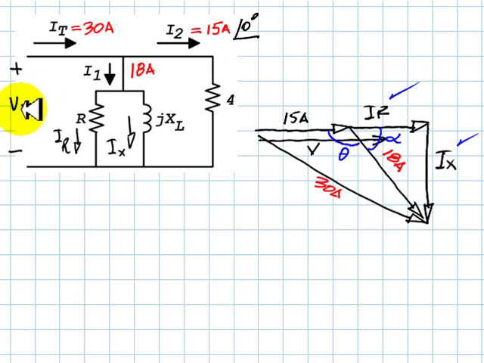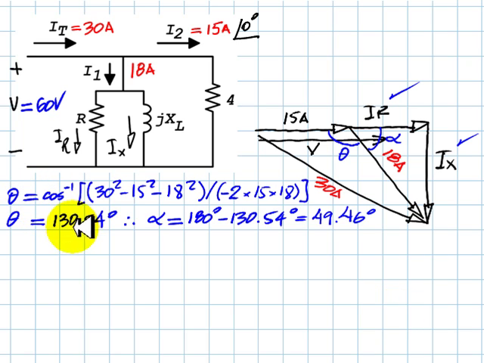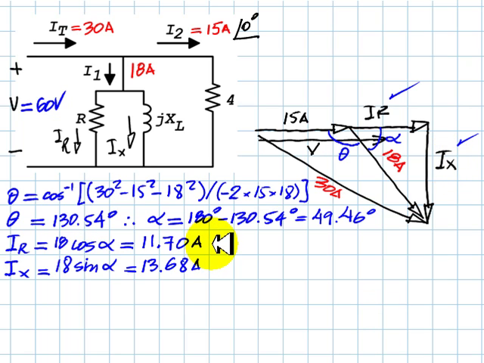Let's do that. This voltage, I repeat, is 4 ohms times 15 amps, that is 60 volts, 0 degrees, our convention. Now let's go to this triangle using the cosine law. In this angle here, the value of theta is 130 degrees and some change. And the value of the angle alpha is 49.46 degrees. We are ready to compute IR and IX. These are the values of currents in the resistor, 11.70 amps, and in the reactor, 13.68 amps.